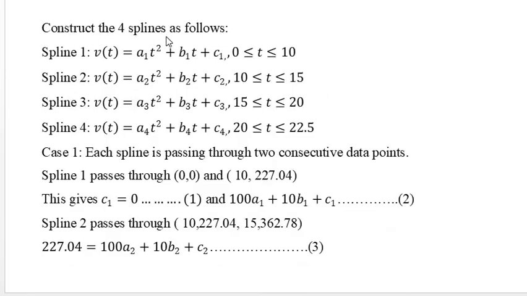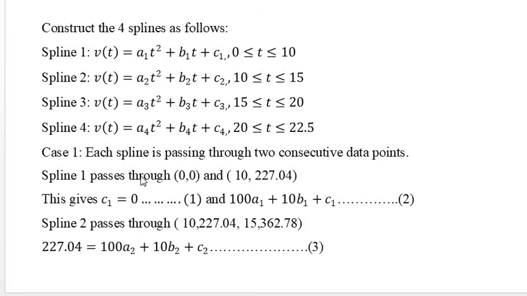So construct 4 splines in the form: spline 1, v of t equal to a1t square plus b1t plus c1, defined in interval 0 to 10. Spline 2 is v of t equal to a2t square plus b2t plus c2, defined in interval 10 to 15. Spline 3, v of t equal to a3t square plus b3t plus c3, defined in interval 15 to 20. And spline 4 is v of t equal to a4t square plus b4t plus c4, defined in interval 20 to 22.5.